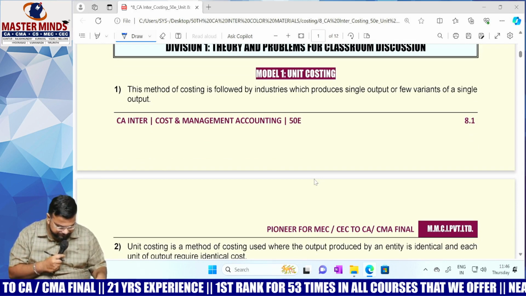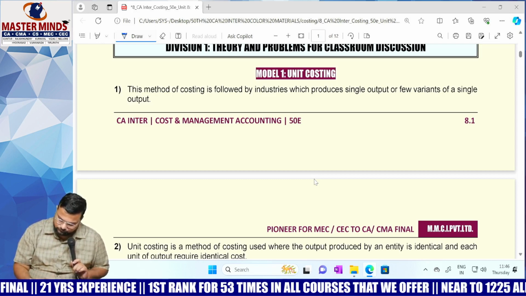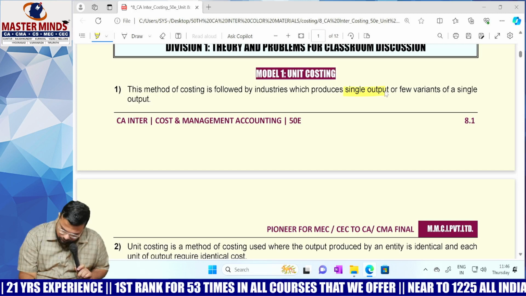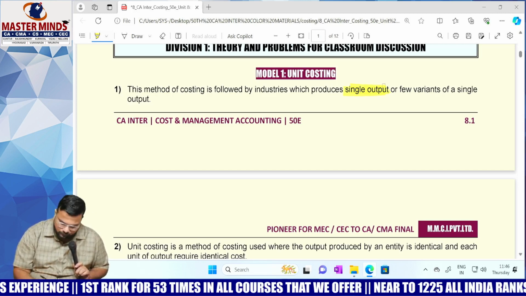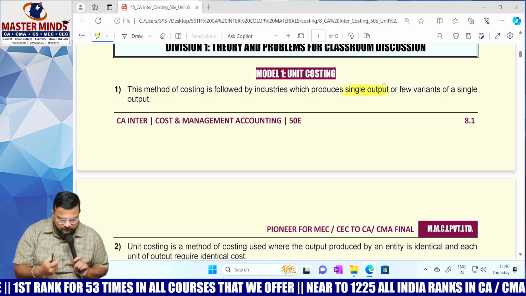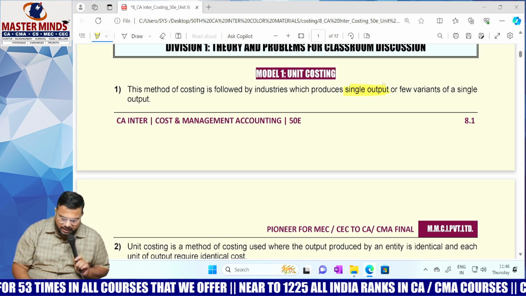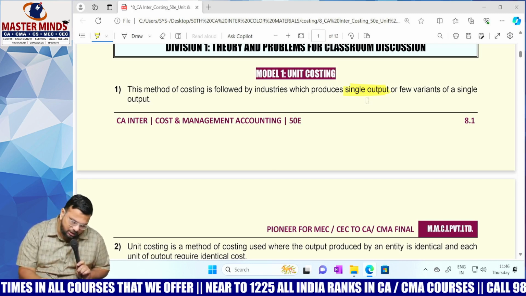Read it. Unit costing. Okay. This method of costing is followed by industries which produce a single output or few variants of a single output. Few variants of a single output. That means the output will be the same, but there will be small modification, packing or something else. Okay, right. So basically, we focus on this single output.